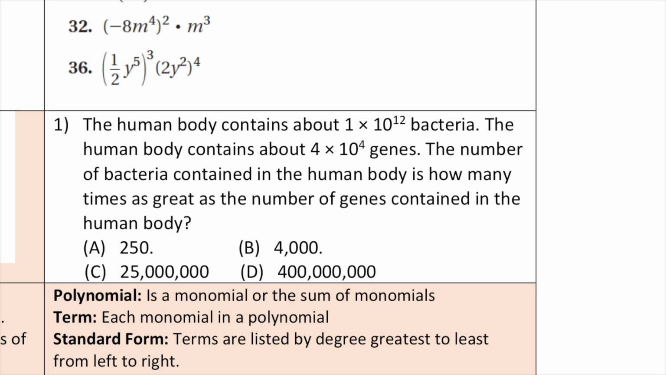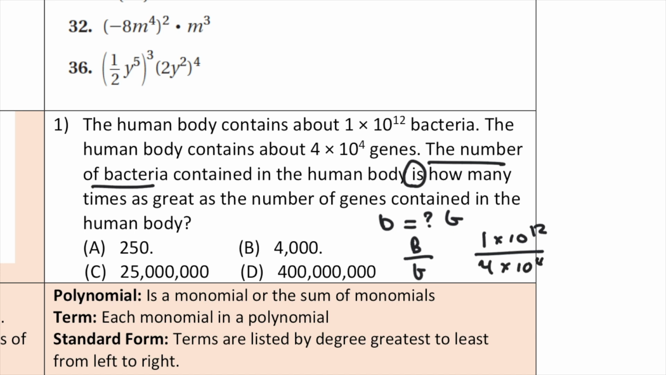As you read question number 1, it says the number of bacteria contained in the human body is how many times greater than the number of genes. So the bacteria is how many times greater than the number of genes. We're going to take the bacteria and divide by the number of genes. So 1 times 10 to the 12th divided by 4 times 10 to the 4th. In order to do such a problem, 1 divided by 4 is 0.25. Then you subtract your exponents, so we'll have times 10 to the 8th.